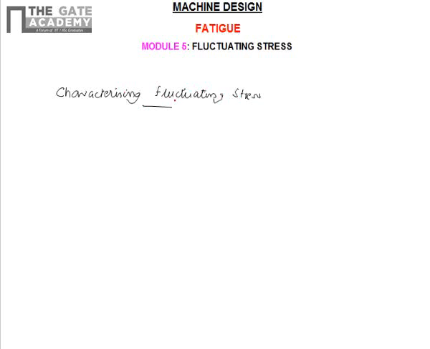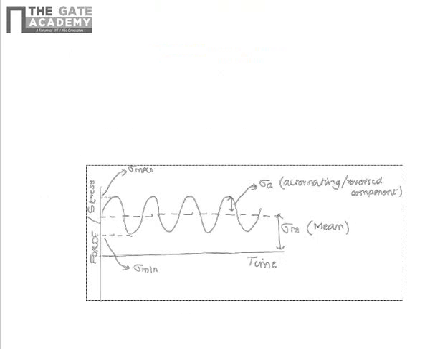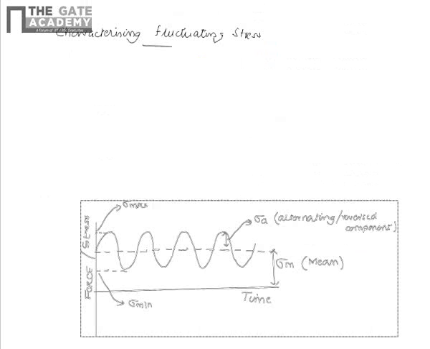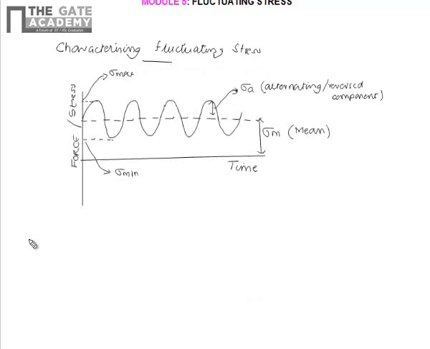The forces and in turn the stresses are in general fluctuating in nature. The fluctuating stress phenomena can be shown by the figure below. This figure shows the fluctuating stress phenomena occurring in a body. This is the stress pattern which varies with respect to time. So this fluctuating stress can be characterized by several parameters which are shown here.